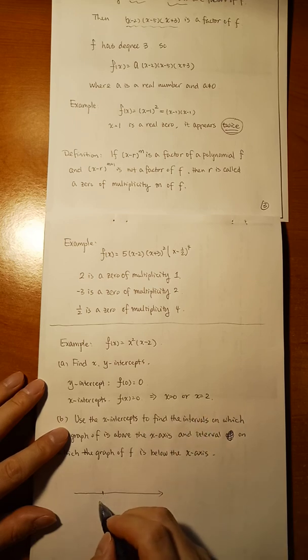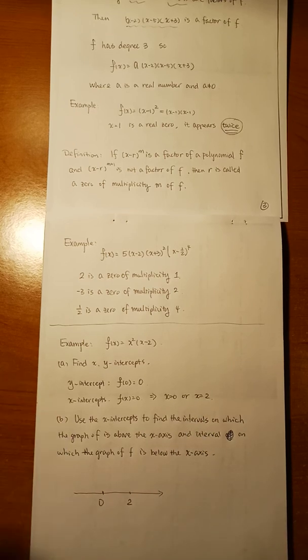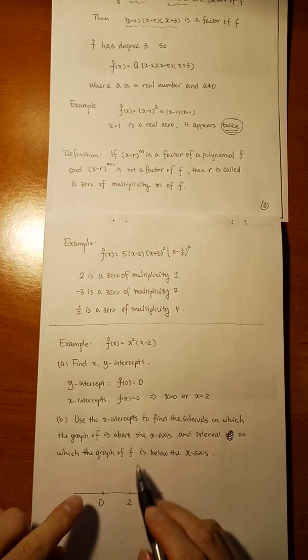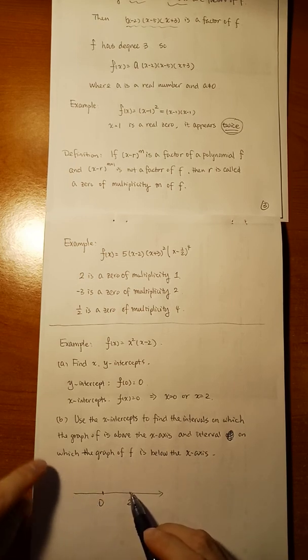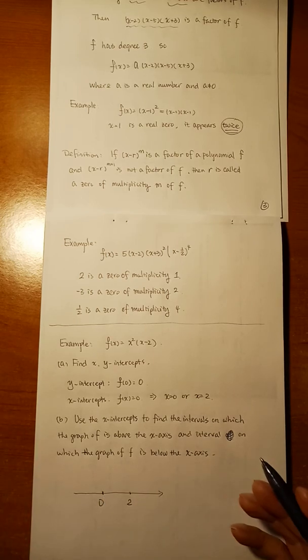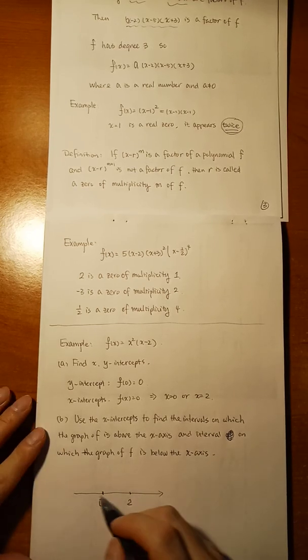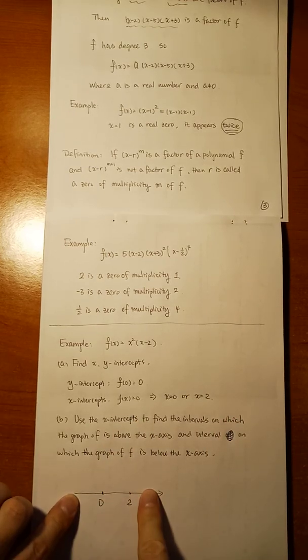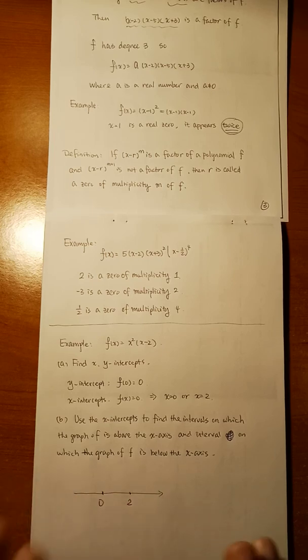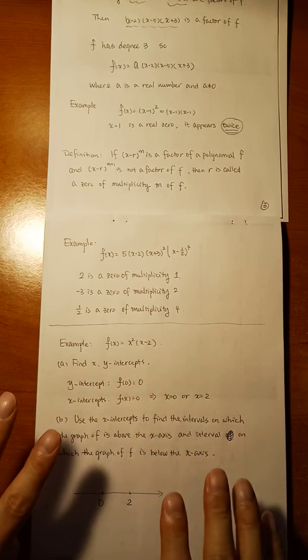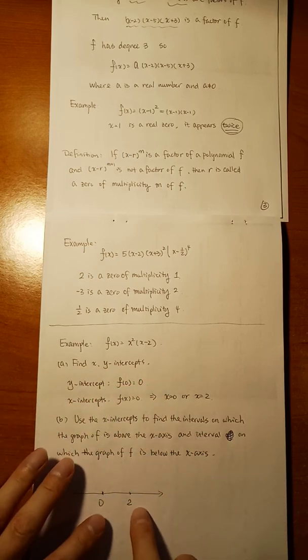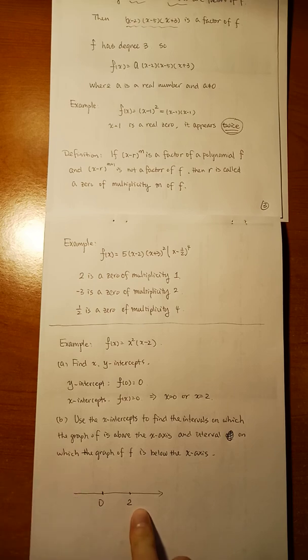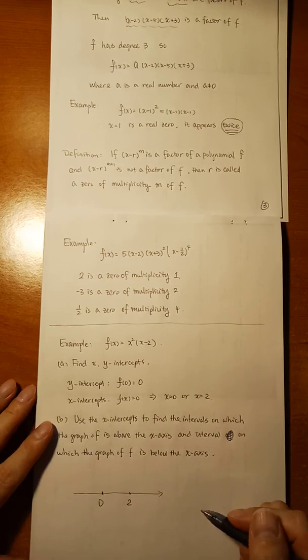X-intercepts 0, 2. First of all, at those 2 points, the graph is just 0. Actually, this point belongs to the graph. And with those 2 points, you have 3 intervals: left, middle, right. If you have 3 points, you will have 4 intervals. The number of intervals is bigger than the number of x-intercepts by 1. So you have 3 intervals.